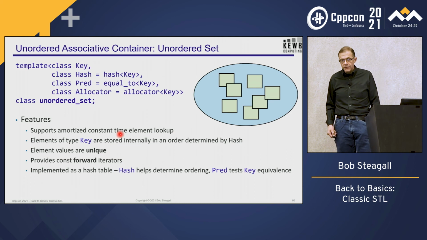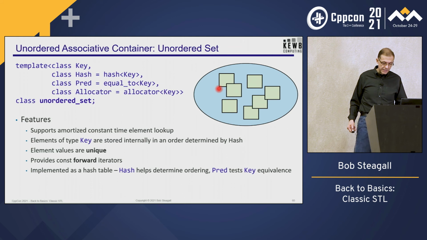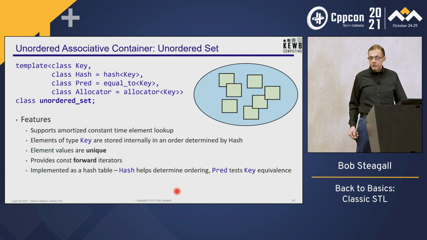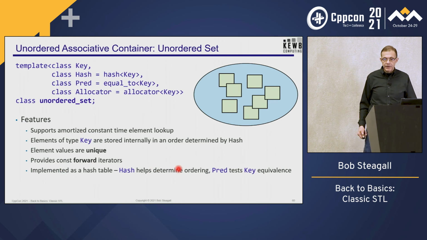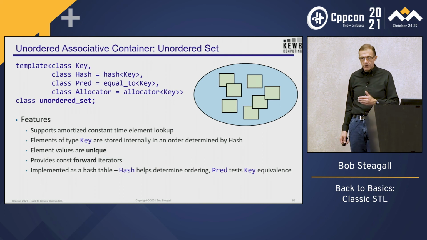The important thing is that it supports constant time element lookup because it's a hash table, that's what it's designed to do. The element values are unique, and it must provide at least forward iteration. You can iterate over all of the elements that are stored in an unordered set.